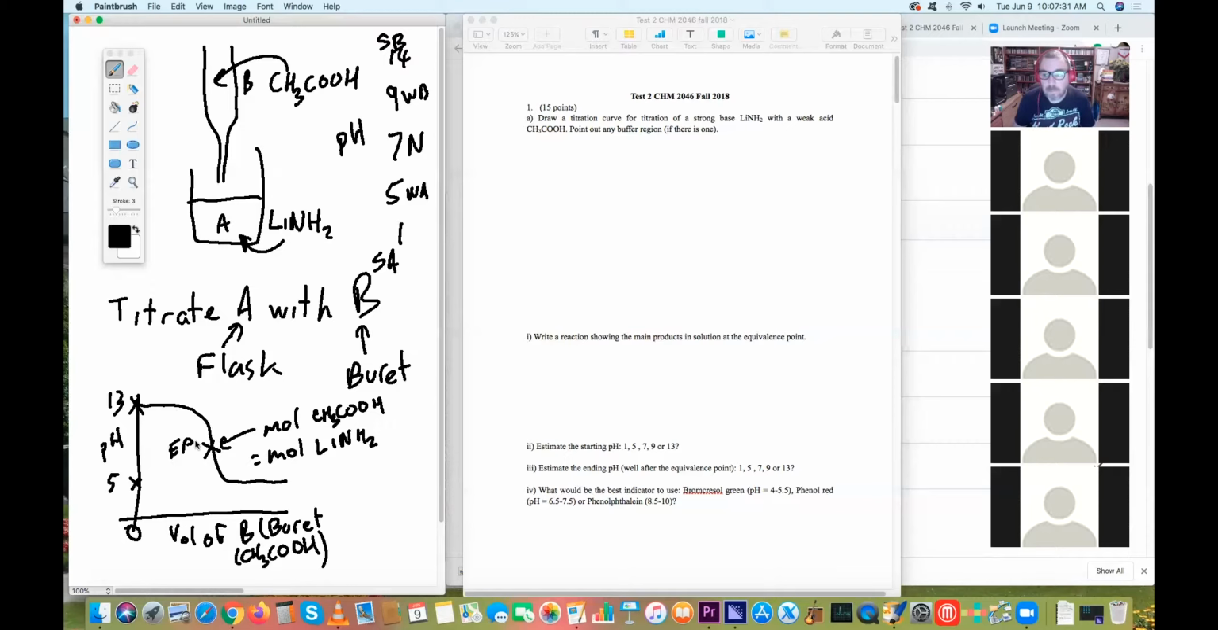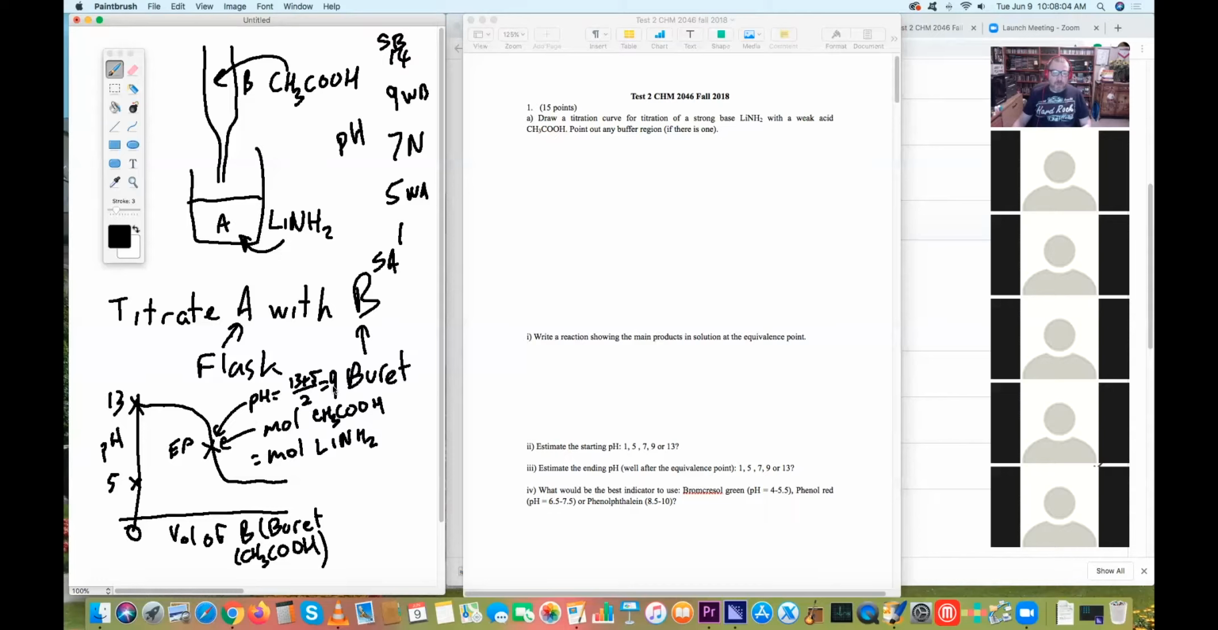Is it always true that acids and bases neutralize each other when they have equal moles? Yes. Absolutely. Now we can determine the pH at the equivalence point, and we can estimate it by doing the average. So the pH at the equivalence point here is going to be about 9, which can be worked out: 13 plus 5 divided by 2 is 9. That's going to be important later, but we'll get to that.